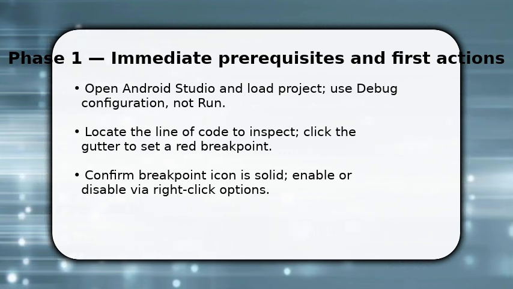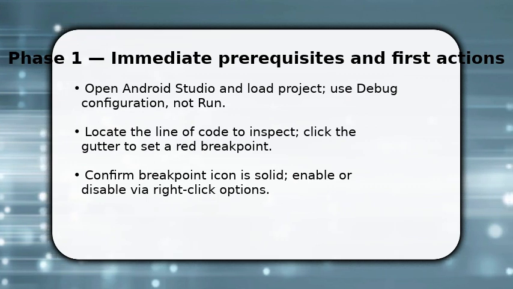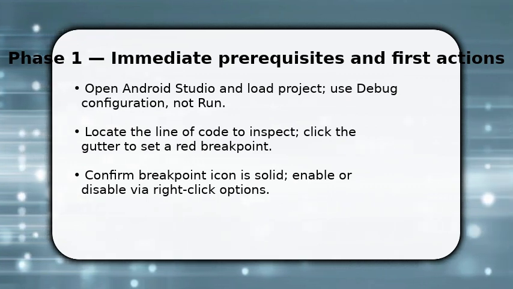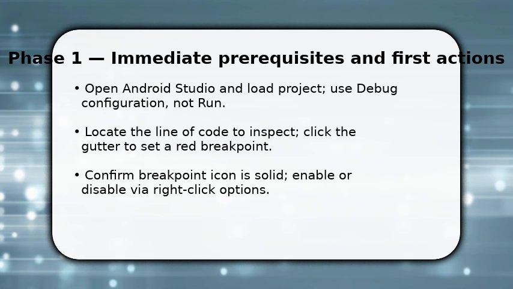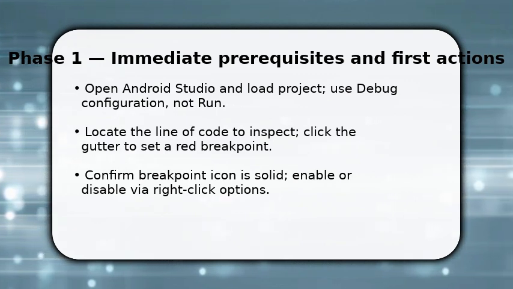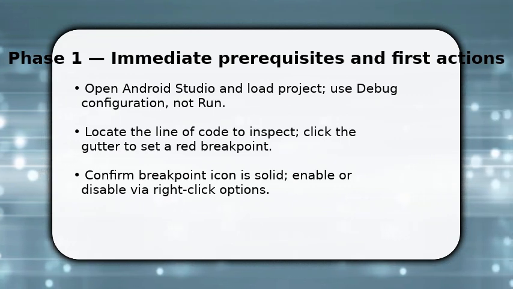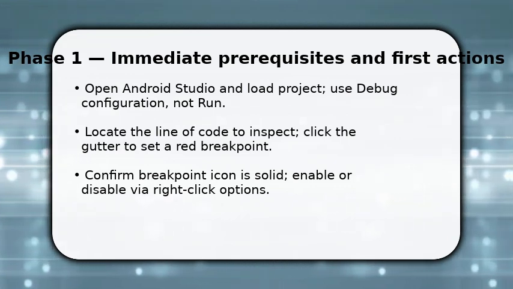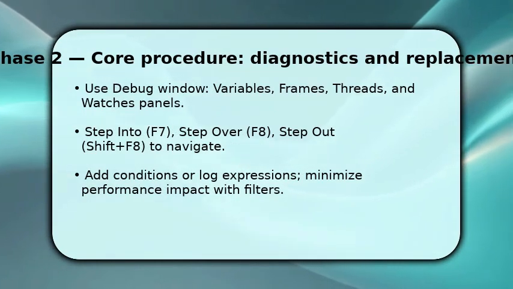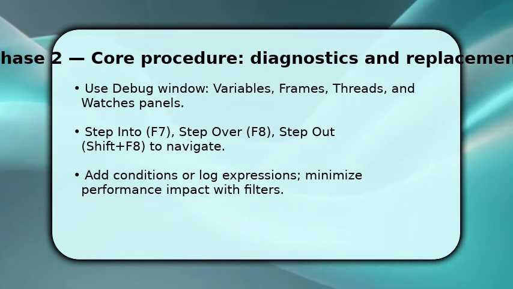Once done, right-click the breakpoint to verify its state and options, because you want conditional or log actions available. Make sure to select the correct module and device, and then hit Debug to begin running with the breakpoint active. When execution pauses at your breakpoint, you inspect variables in the Variables panel so you understand state and object contents.